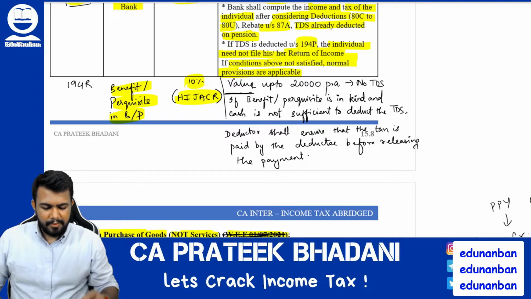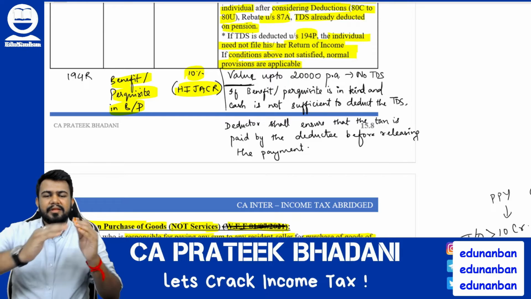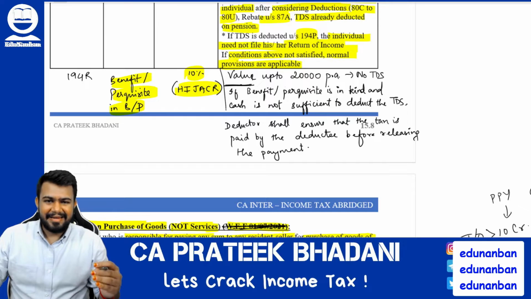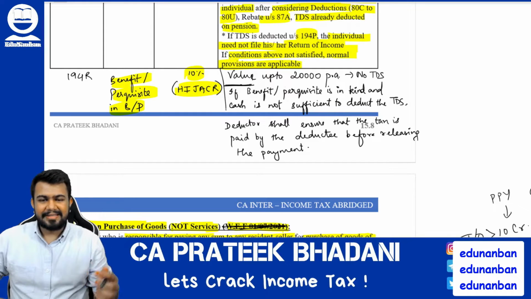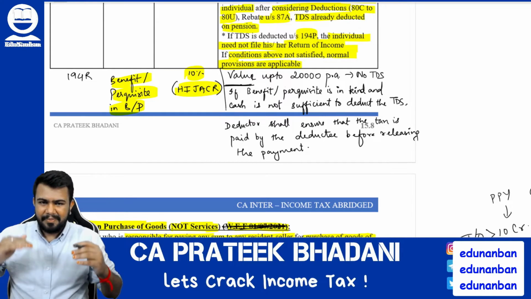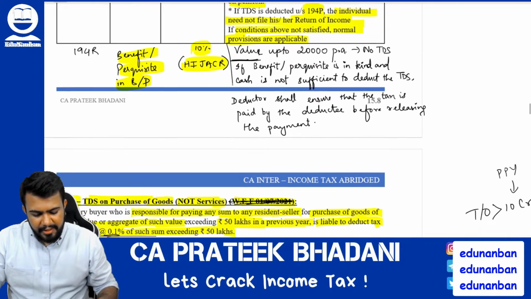And one more special point, like 194B and 194BB, if at all the benefit or perquisite is given in kind and there is no cash to pay the TDS, then the deductor has to ensure that the deductee has paid the TDS to the government, and then only the person can release the benefit or perquisite. You get my point? I hope you are clear.